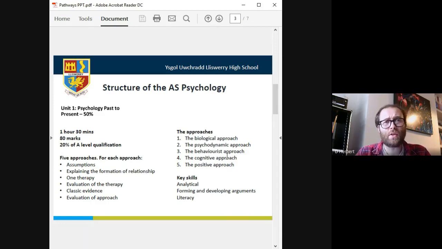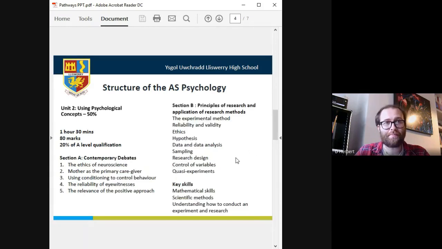There are some key skills that you're going to need in order to undertake this unit in the course. You need to be quite analytical. You need to be able to form and develop your arguments. And you also need a good standard of literacy in order to communicate those answers in your exam.